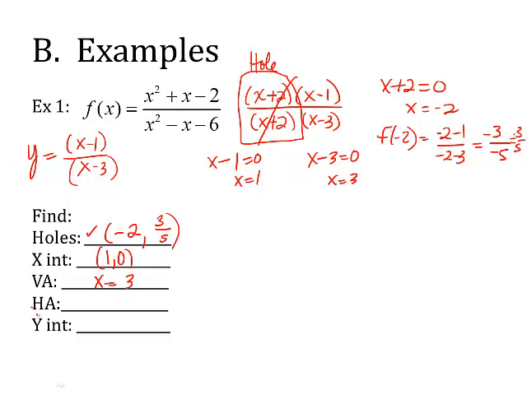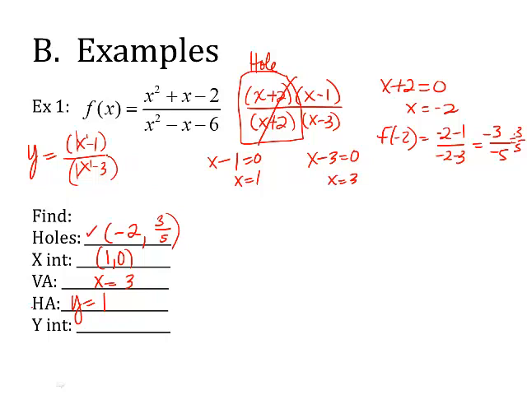Horizontal asymptote, that's BOBO, BOTN, EATS DC. So let's look at our exponents. The exponent is 1 here and a 1 on the bottom. That means the exponents are the same, so I divide the coefficients. It's 1 divided by 1, which is just 1. So it's y equals 1.